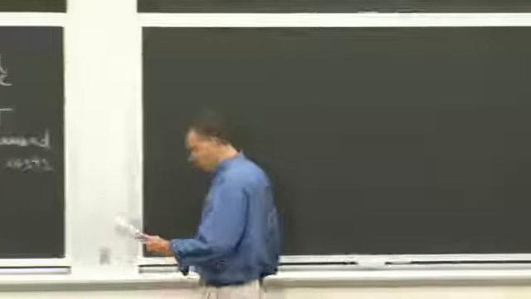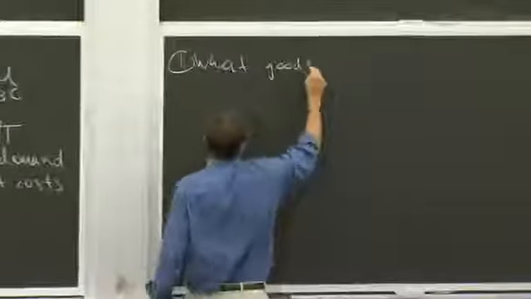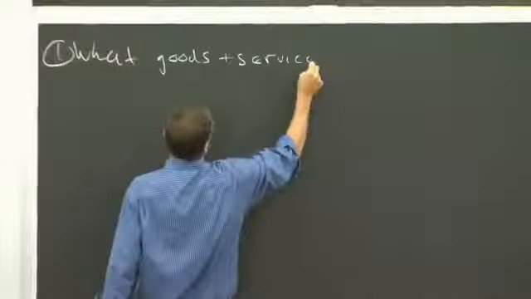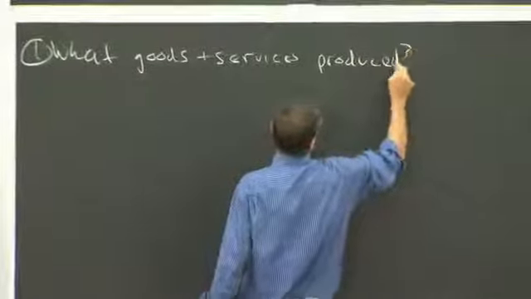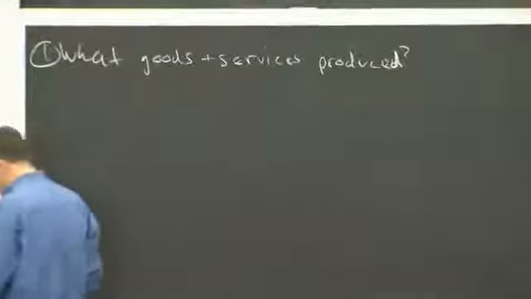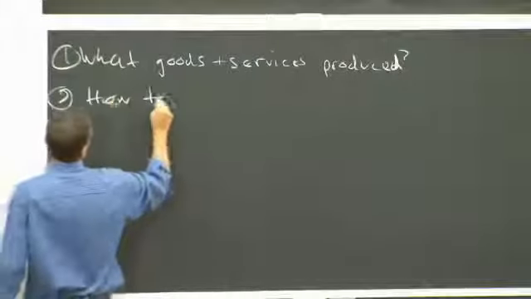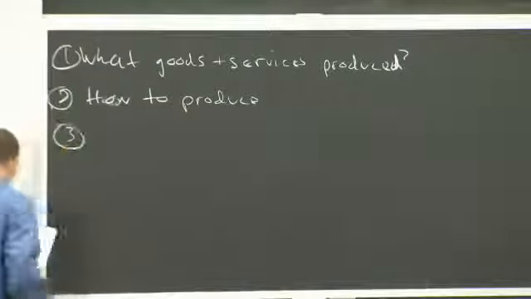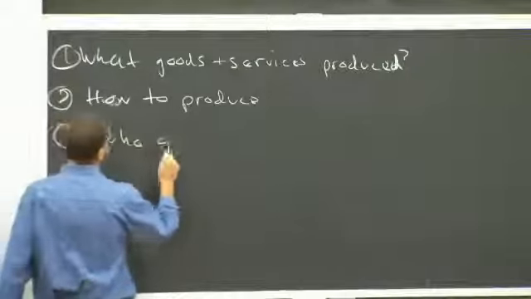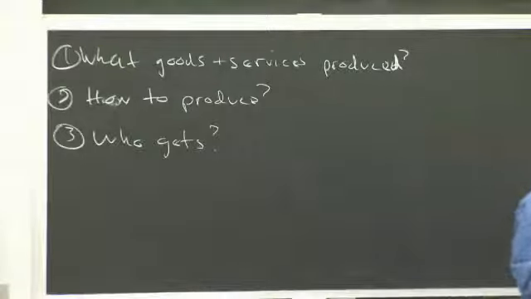From these assumptions, we will be able to answer the three fundamental questions of microeconomics. The three fundamental questions of microeconomics are: what goods and services should be produced, how to produce those goods and services, and who gets the goods and services?